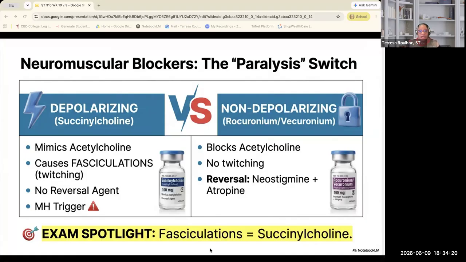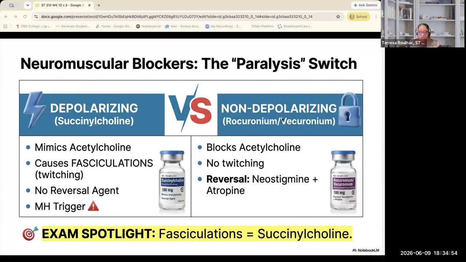So SUX is the most common depolarizing neuromuscular blocker. One thing that makes it unique is that it often causes brief muscle twitching called fasciculations before the paralysis actually occurs. If you see that in an exam question, I want you to think succinylcholine, okay? In other words, fasciculations or muscle twitch equals SUX.